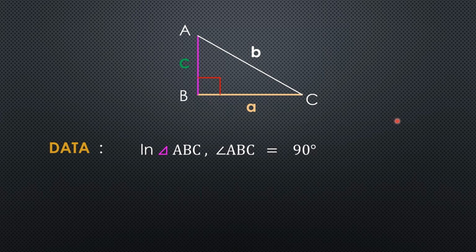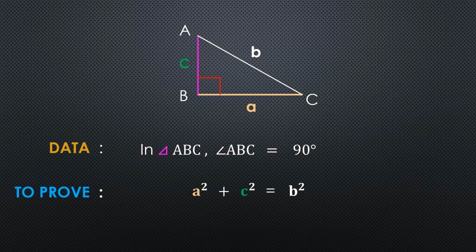Now we have to prove that a square plus c square is equal to b square. a square means BC square, c square means AB square, and b square means AC square. This is what we wanted to prove.